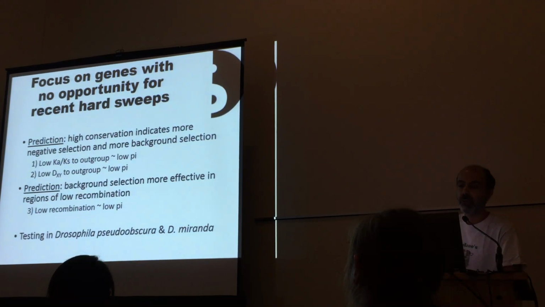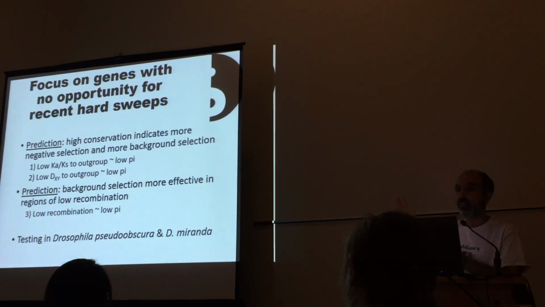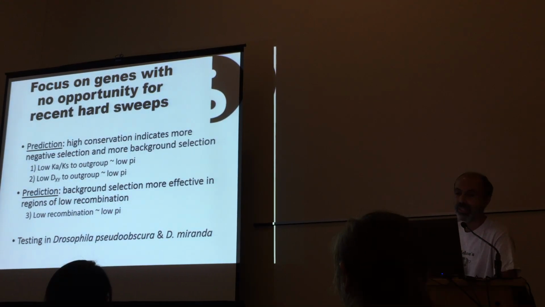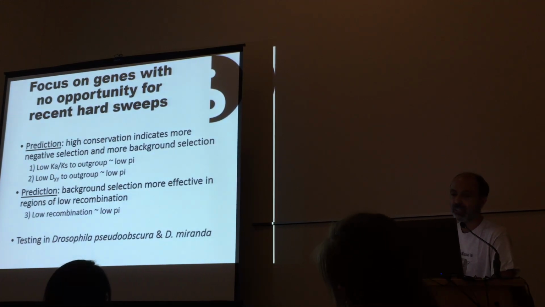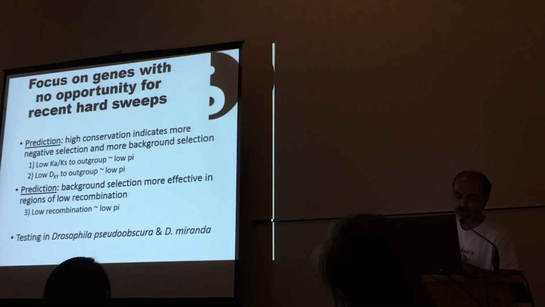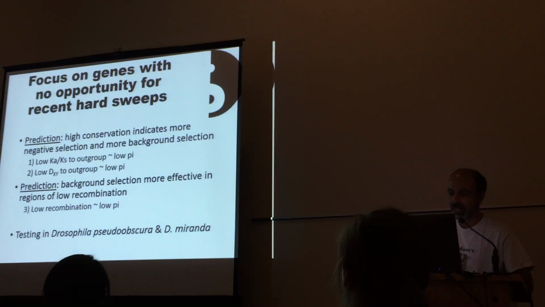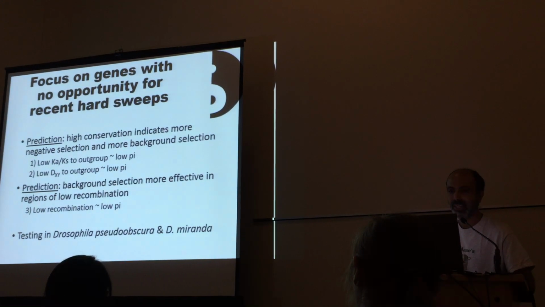So you should see low pi in genes that have low KS, or low pi in genes that have just overall low divergence. And similarly, there's the classic prediction that background selection should be more effective in regions of low recombination, so low recombination rates are associated with low pi. So she tested this in Drosophila pseudoobscura and Drosophila miranda, and the results are pretty clear-cut.